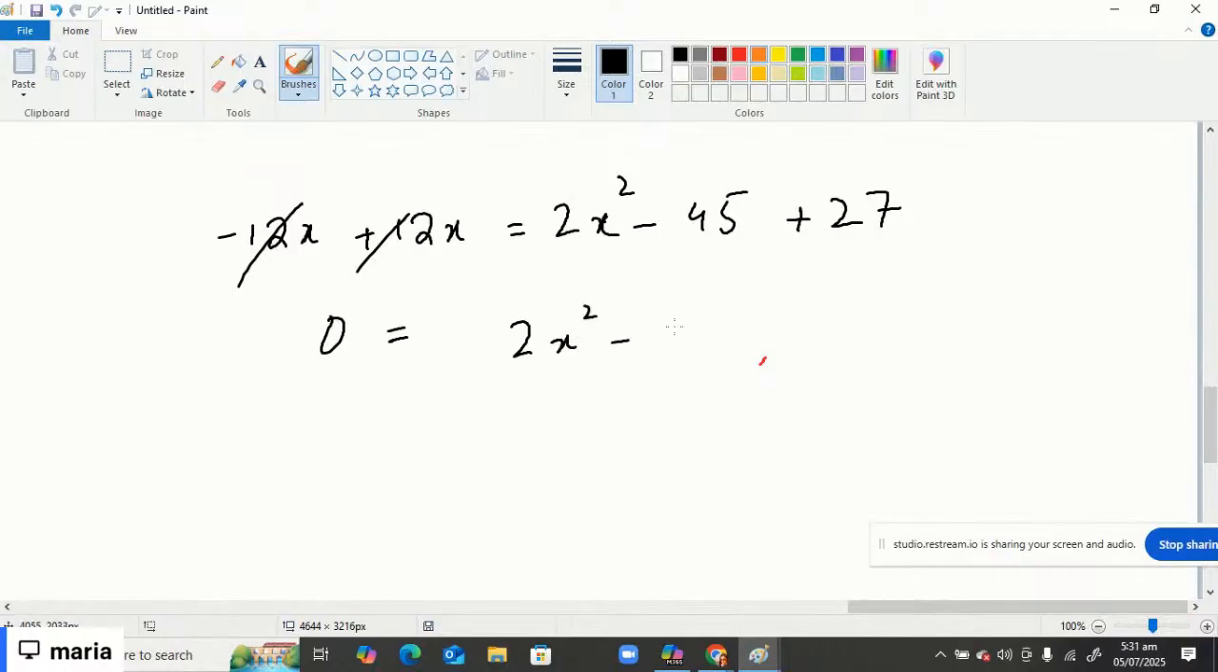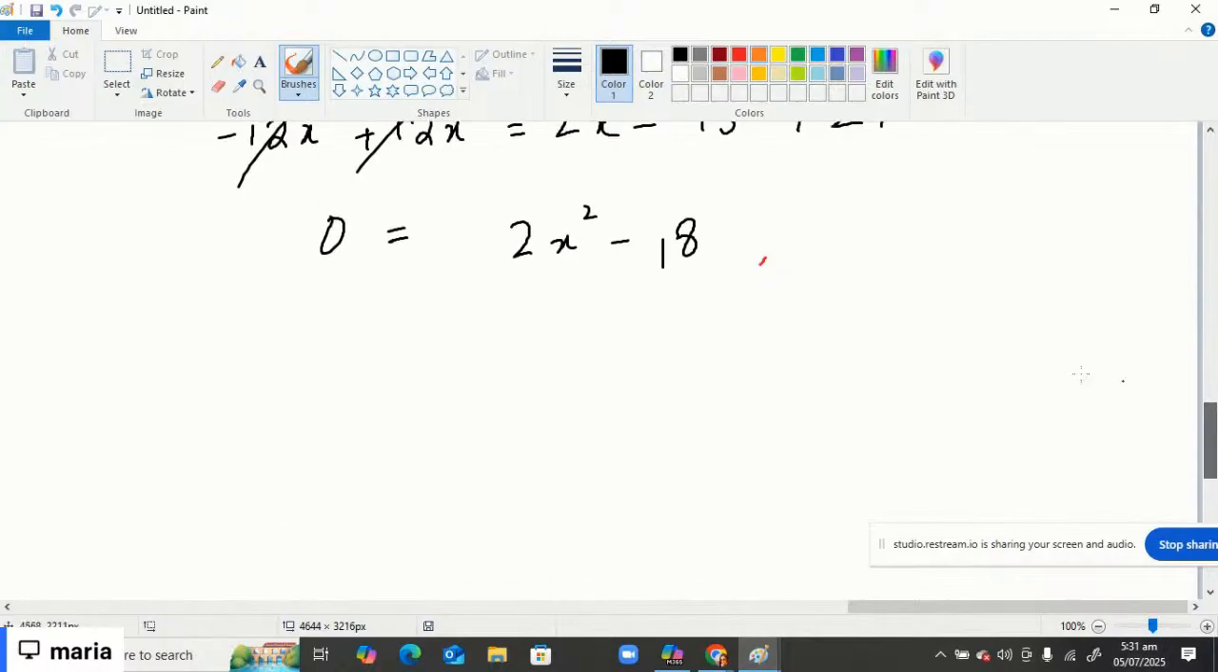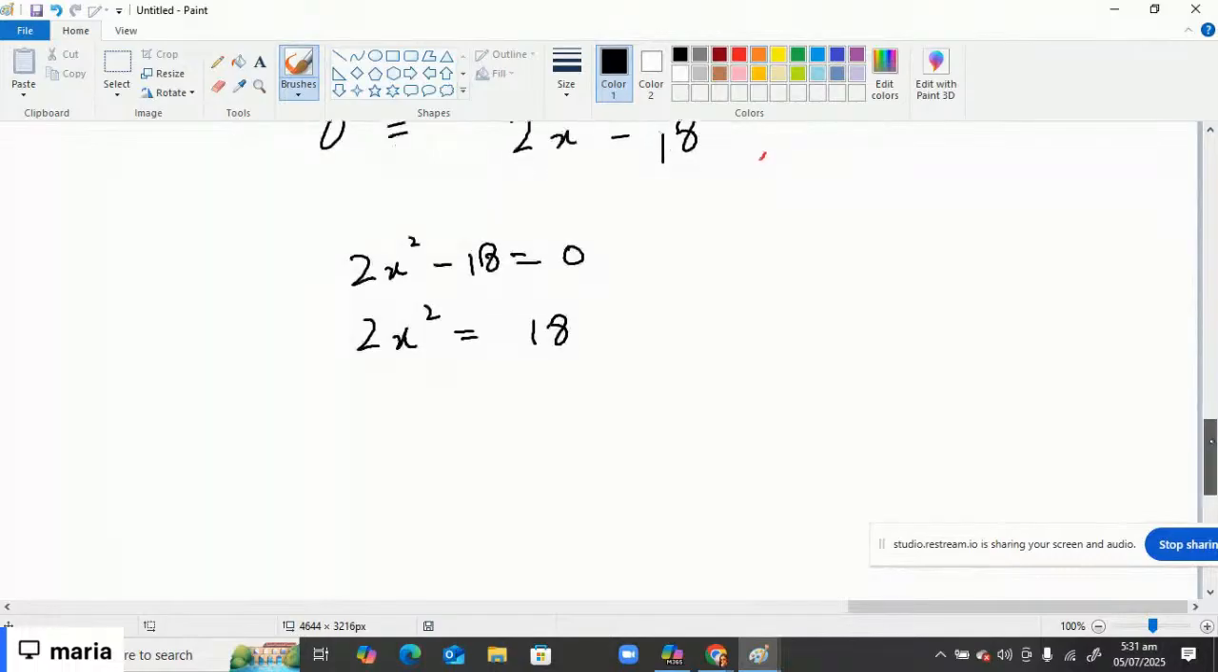So 2x square minus 45 plus 27, this is subtraction, because minus plus is minus, but which sign do you put with it? The sign with the greater number. So that is 18, putting the sign with the greater number. Now 2x square minus 18 is equals to 0. Putting 2x square as it is here, and 18 is moving to the other side. Now dividing both sides by 2. From here it cancels, only x square is left. From here it's 9.